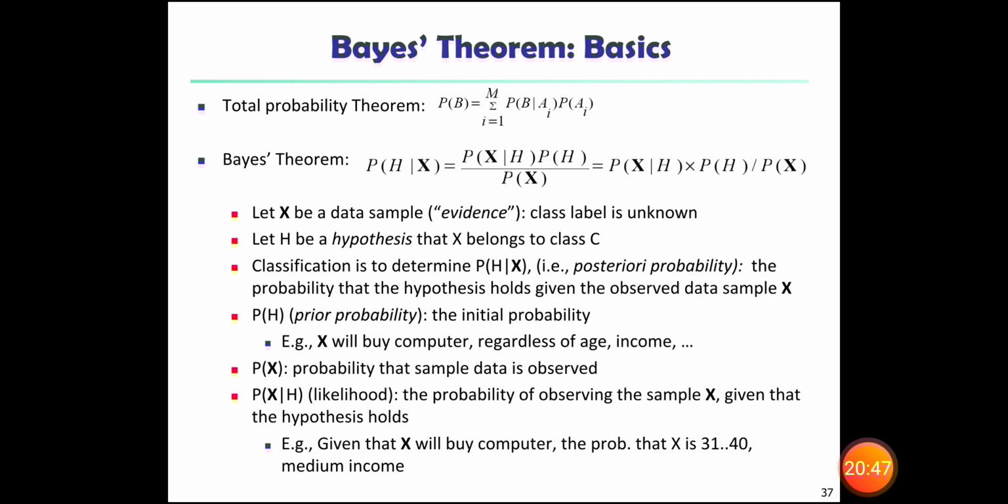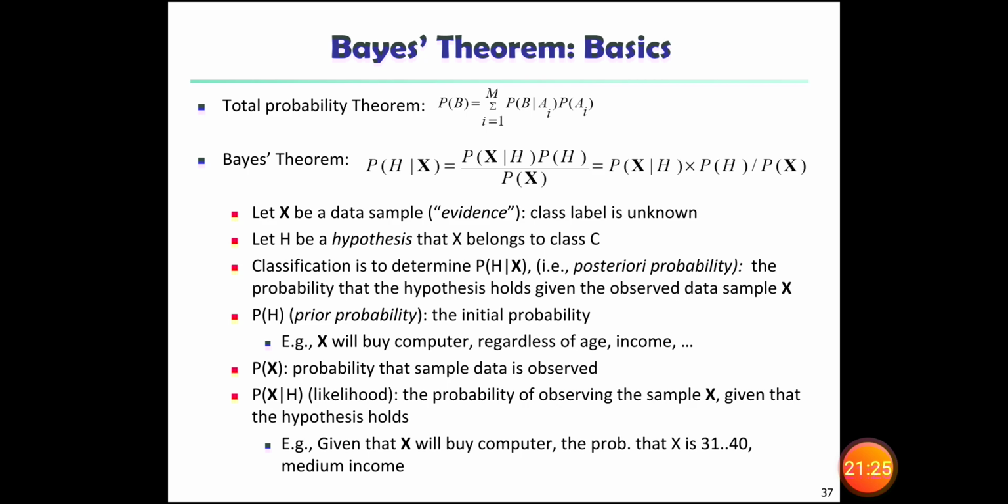Here X is the data sample, that means evidence. Its class label is unknown, and H be a hypothesis that X belongs to a class C. Now, classification is to determine P(H|X), that is the posterior probability, the probability that the hypothesis holds given the observed data sample X. So finally we have to calculate how this classification can be performed. So we need to calculate P(H|X).